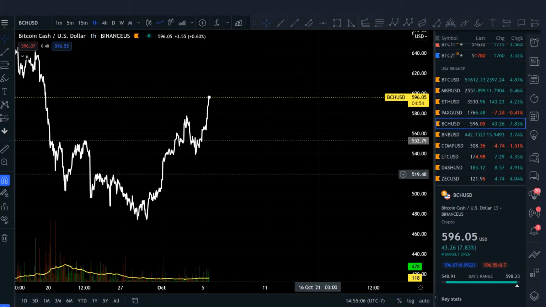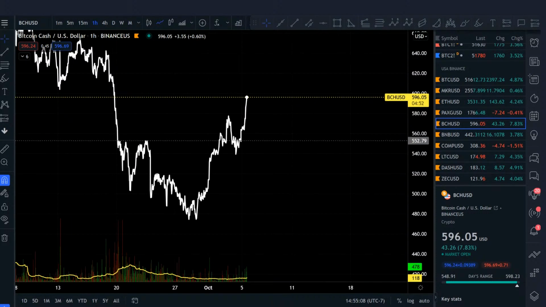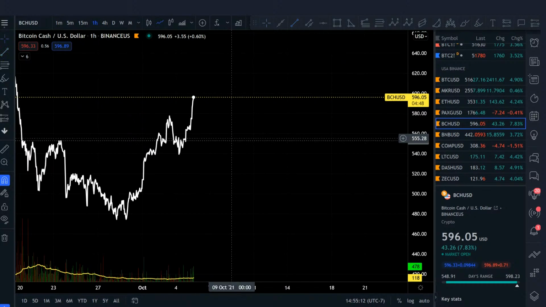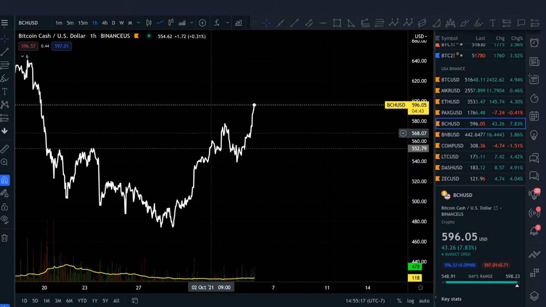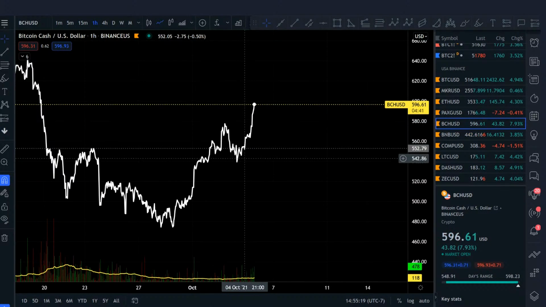Next, Bitcoin Cash. Very nice. So this was nicely defeated. The head and shoulders failed and boom, rallied up. So that's why sometimes technical patterns don't always work.